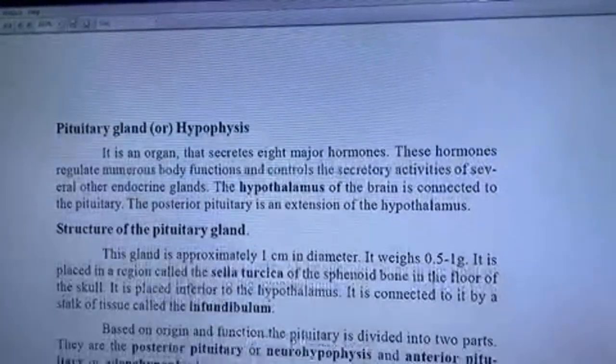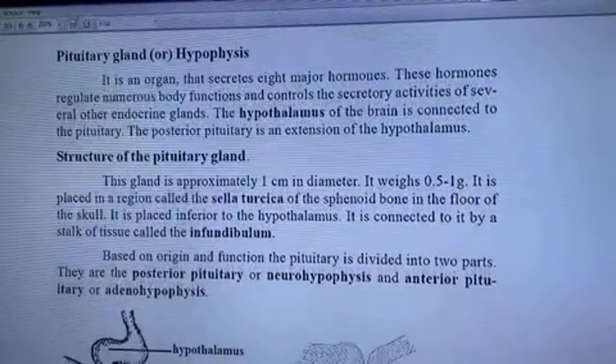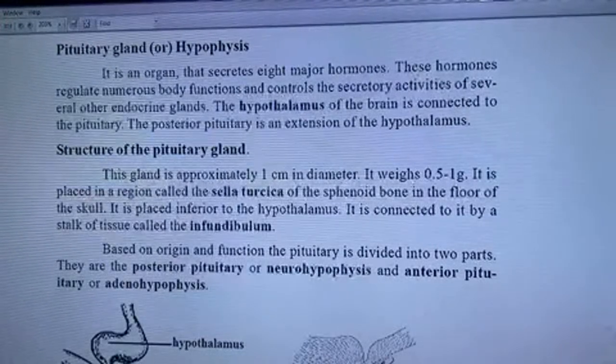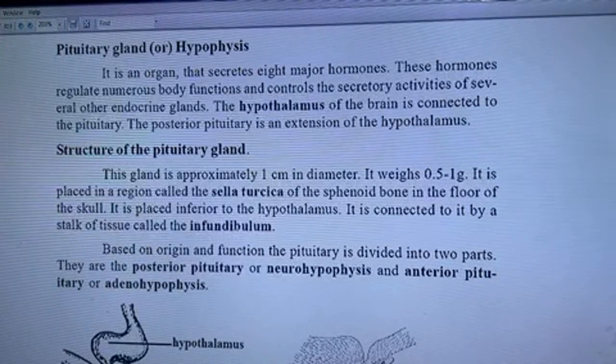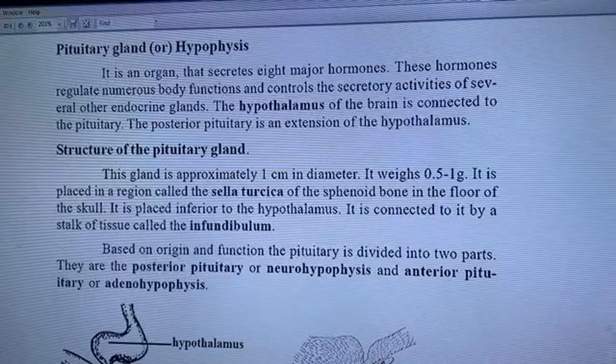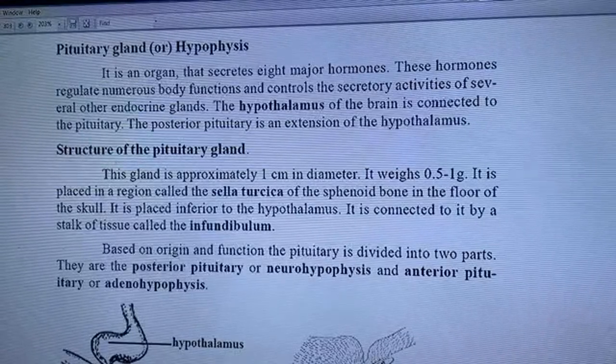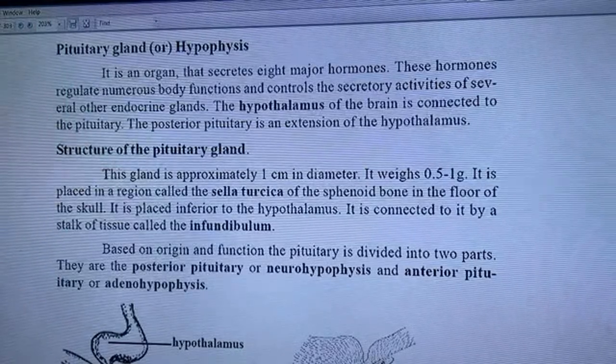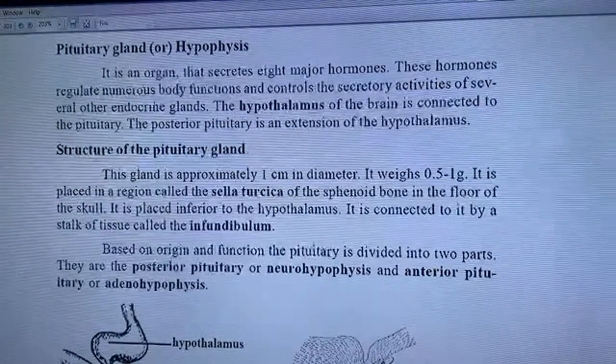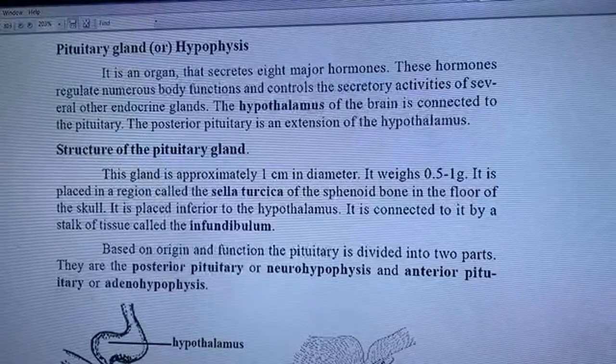Pituitary gland or hypophysis. It is an organ that secretes eight major hormones. These hormones regulate numerous body functions and control secretory activities of several other endocrine glands. The hypothalamus of the brain is connected to the pituitary. The posterior pituitary is an extension of the hypothalamus.